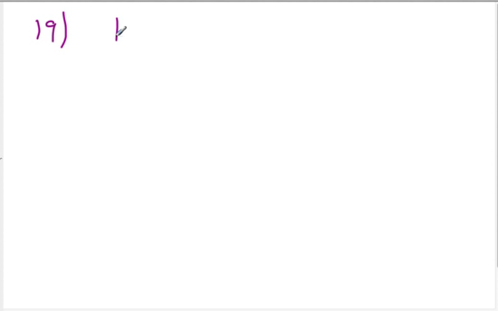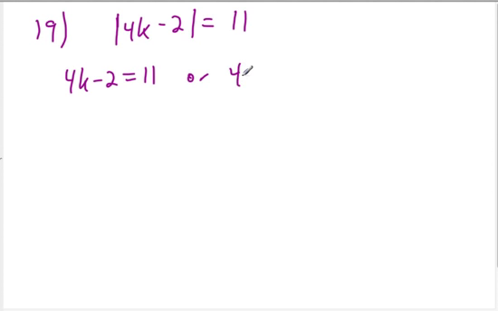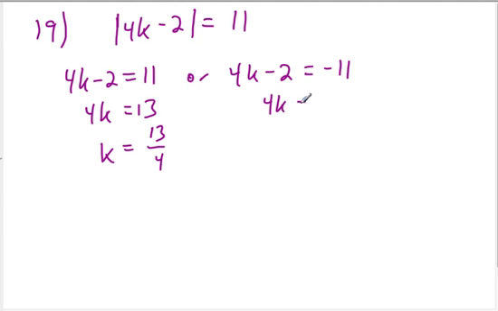For 19, we've got 4k minus 2 in absolute value equals 11. So remember, this is not a less than or greater than, this is an equals. So we know that everything in here has to be equal to 11, or it could have been equal to -11, except for those absolute value symbols changed it, right? So these are the two choices. And then we solve, so I'm going to add 2 to both sides. Divide by 4. And then over here I'm going to add 2 to both sides. And divide by 4.